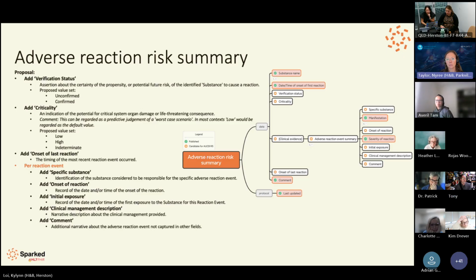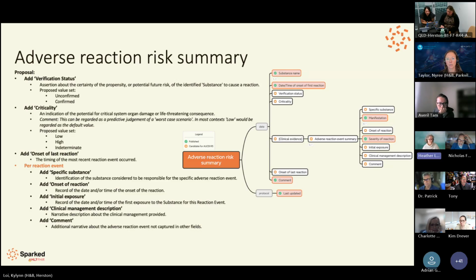Are there any comments about those particular descriptions that we've provided there on the screen? Do we have a definition of how confirmed and unconfirmed is going to be established? And does that mean they've had skin prick testing or something? Heather, did you want to answer that question?